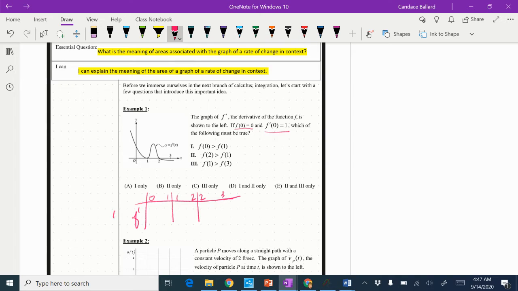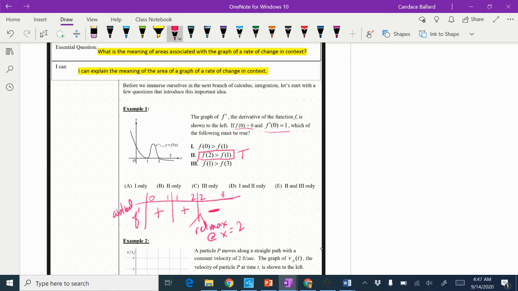So I'm looking at above, below on this one. I start above, I'm still above in the next interval, and then I go below. So the only thing I can really conclude from that graph is that I have a relative max at x equals 2 because I'm going from increasing to decreasing. That means I do know that the value of y at 2 is greater than the value of y at 1. So that one is for sure true.